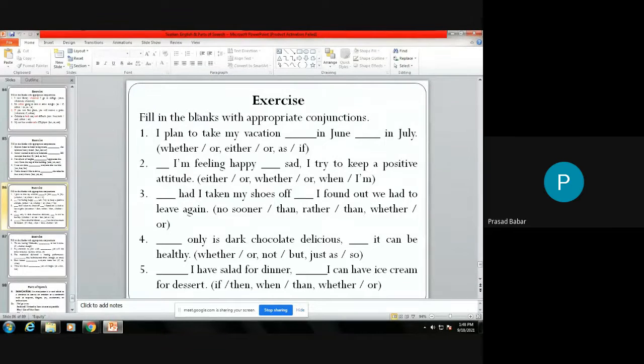This is not the correct option. What would be the correct option? It is no sooner than. Okay. No sooner had I taken my shoes off than I found we had to leave again.